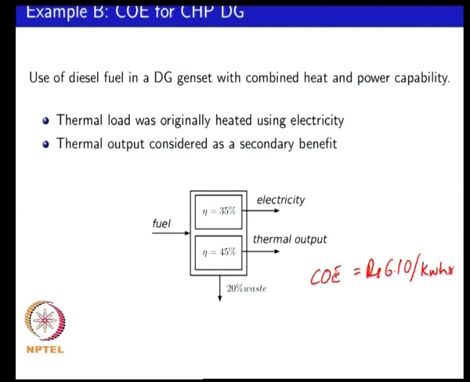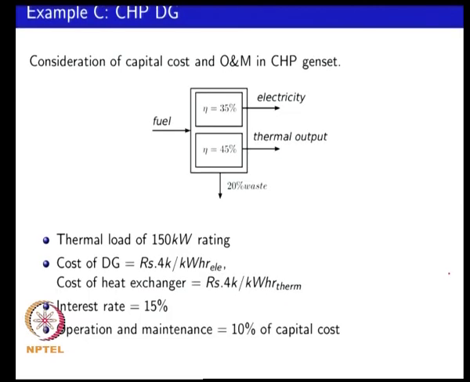But we have neglected the capital equipment cost. There is a cost in the internal combustion engine, the alternator, the heat exchangers, etc., the control system. So, we will look at an example where we are looking at the capital and operation and maintenance cost.